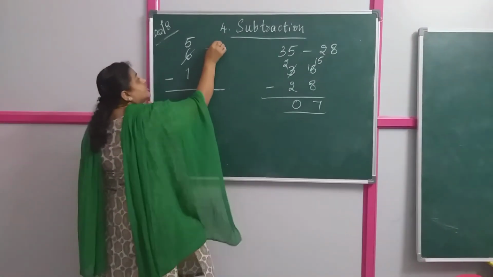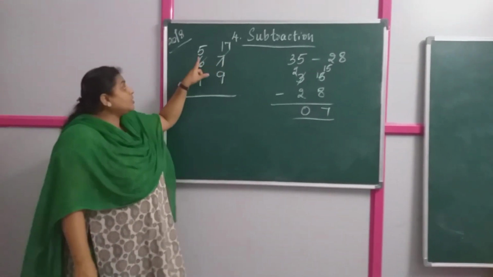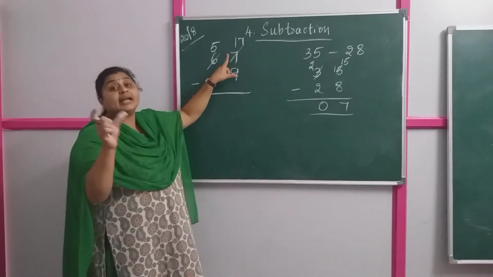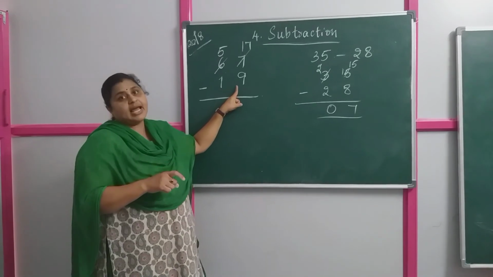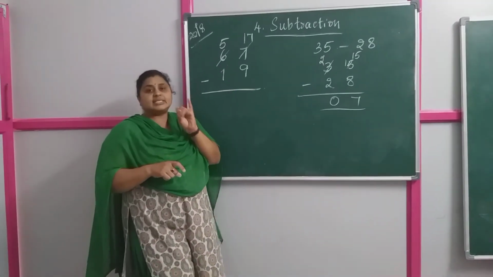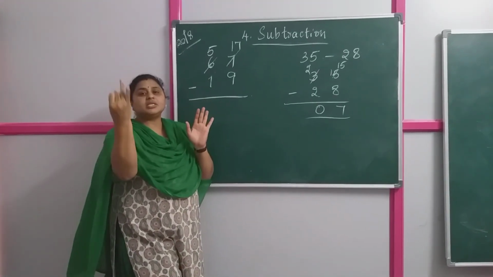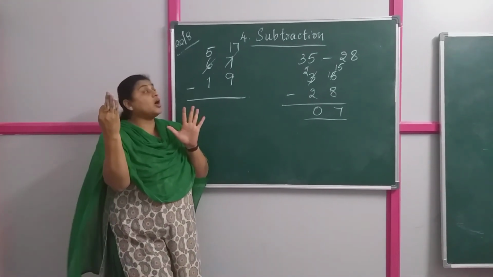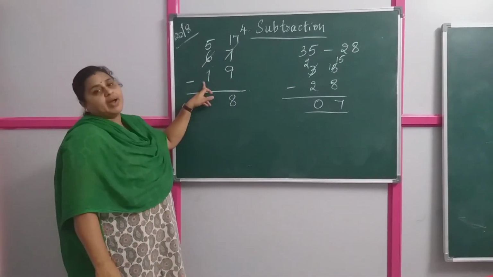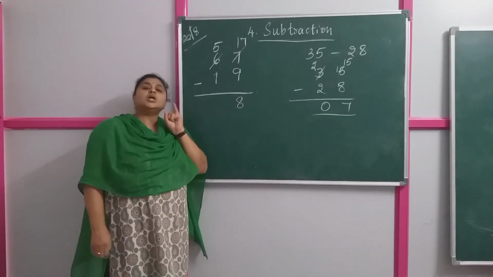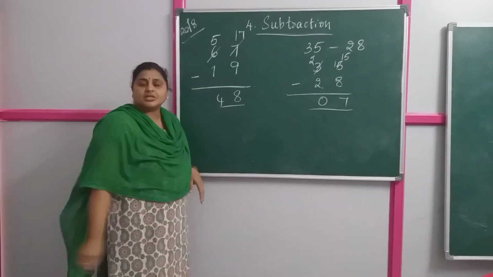And 7 changes to 17, because I am taking one borrow, it means 10 I am taking. 10 plus 7, 17. Now 17 minus 9. Come on, start counting after 9. 10, 11, 12, 13, 14, 15, 16, 17. How much did I get? 8. Next, 5 minus 1. Start counting from 1, 2, 3, 4, 5. This is my answer. Got it, children?